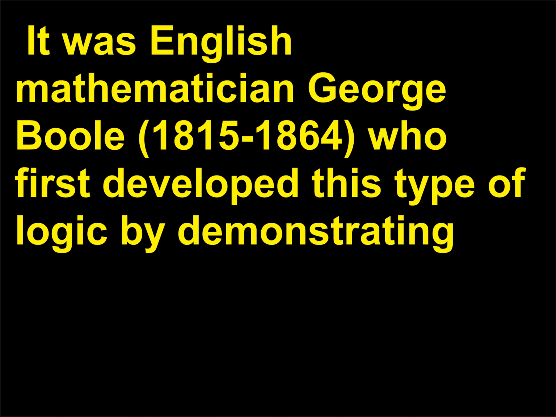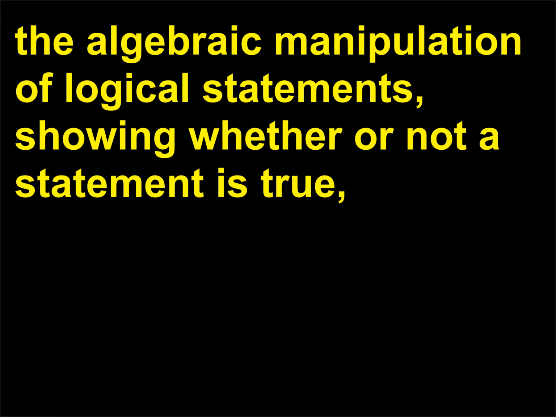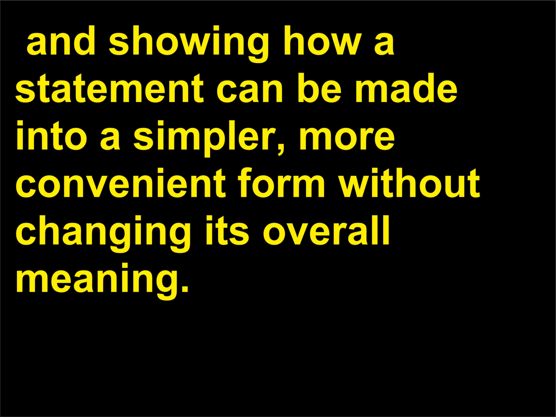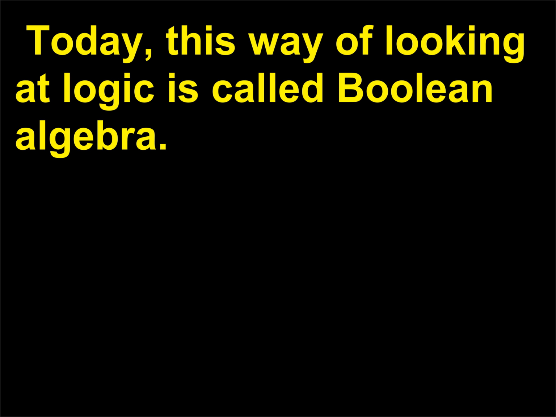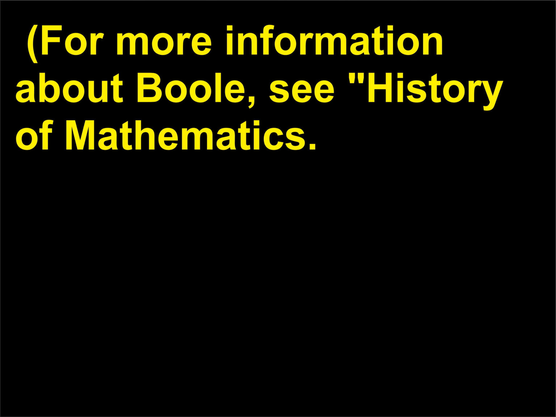It was English mathematician George Boole, 1815 to 1864, who first developed this type of logic by demonstrating the algebraic manipulation of logical statements, showing whether or not a statement is true, and showing how a statement can be made into a simpler, more convenient form without changing its overall meaning. Today, this way of looking at logic is called Boolean algebra. For more information about Boole, see History of Mathematics.